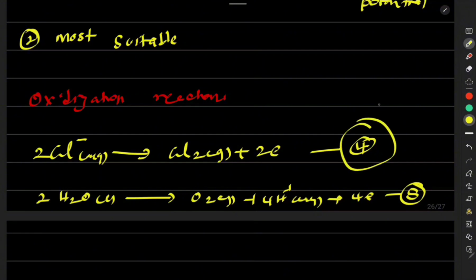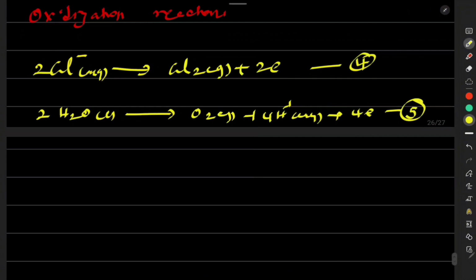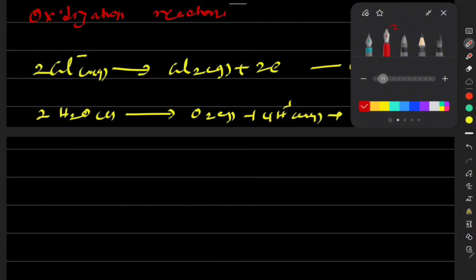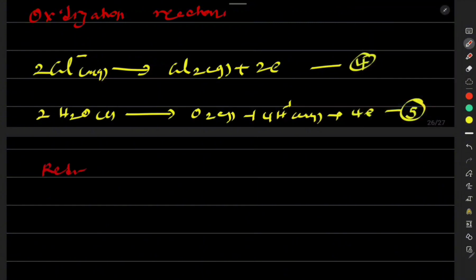Let's consider this as the fourth reaction and this as the fifth reaction. We should consider the reduction potential of these, the reduction potential of the fourth and fifth reactions.